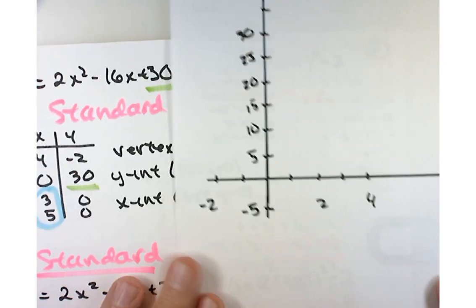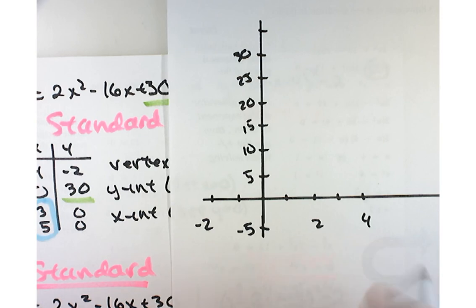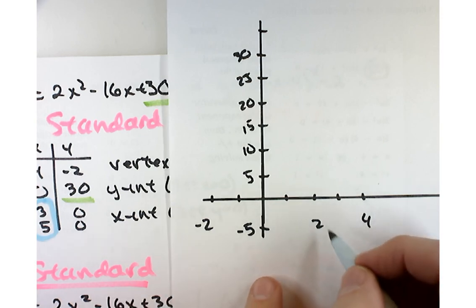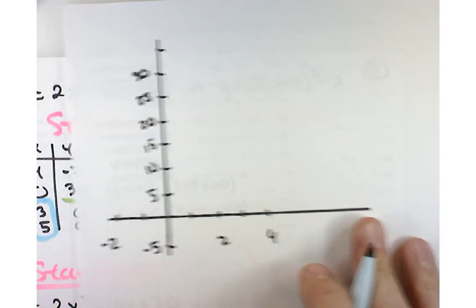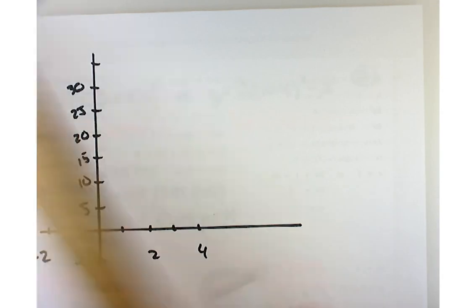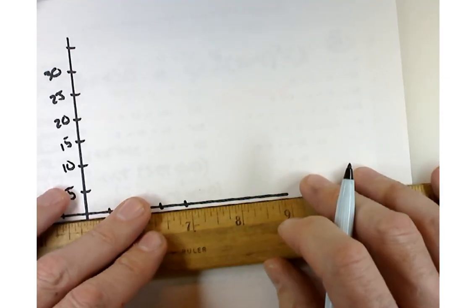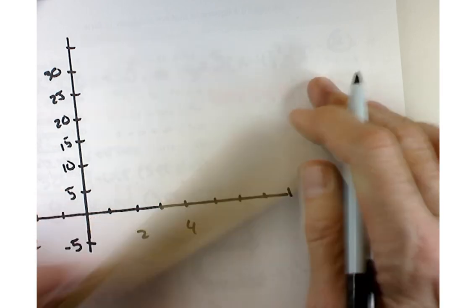Let's see if we can't plot all our points. We'll start with the vertex at 4, negative 2. You know what? I'm going to need a little more space here, aren't I? Yeah, probably. Yep. 5, 6, 7, 8. Perfect.